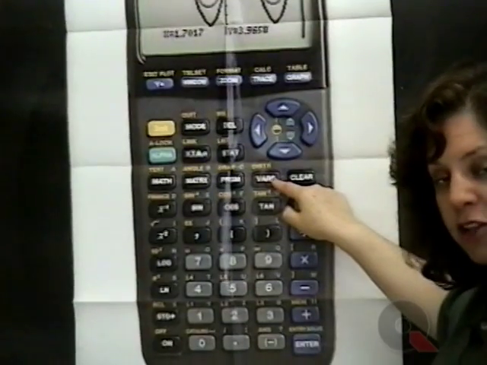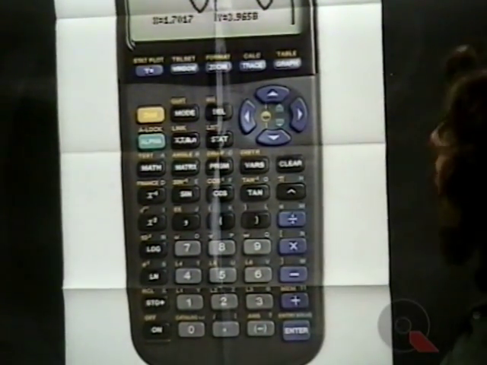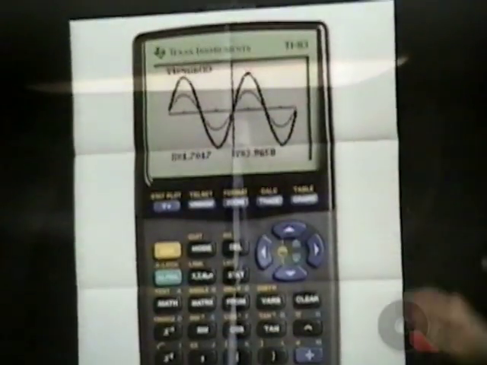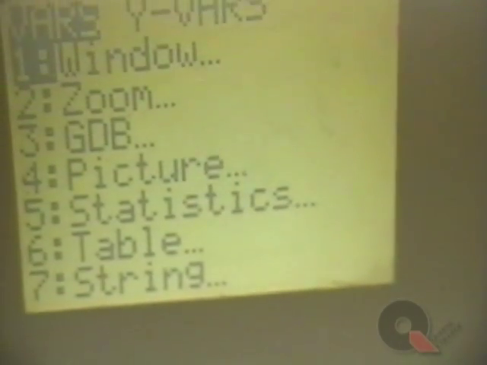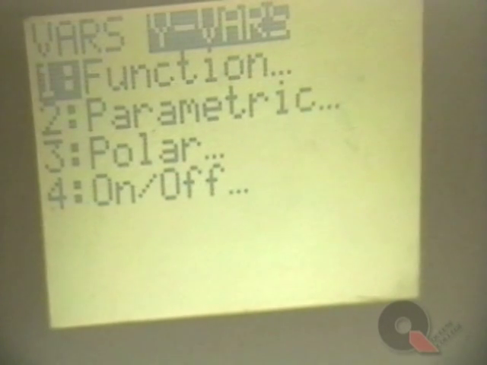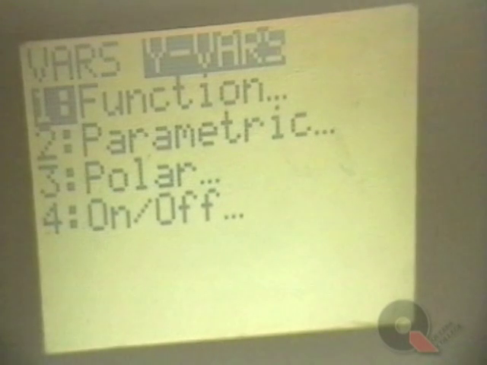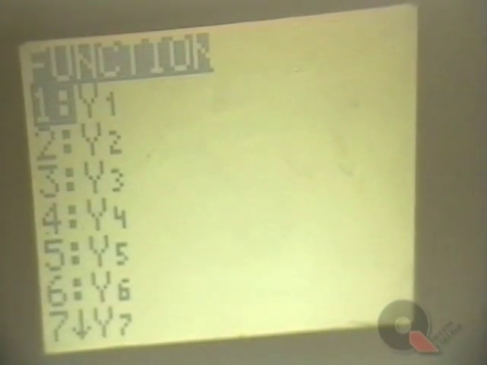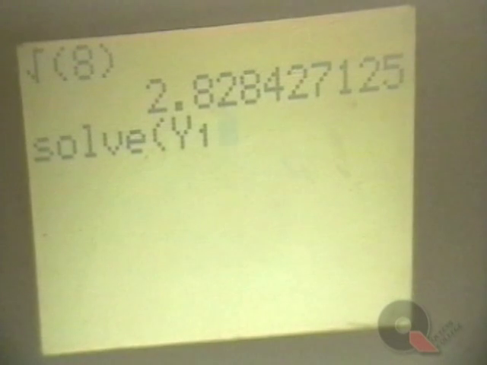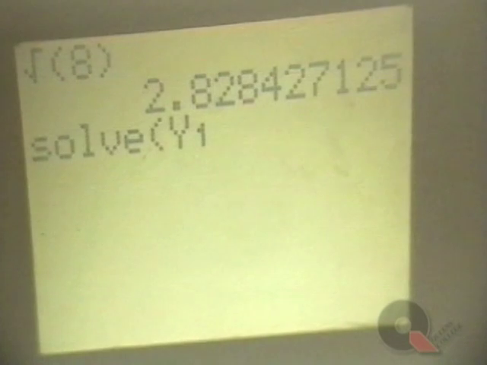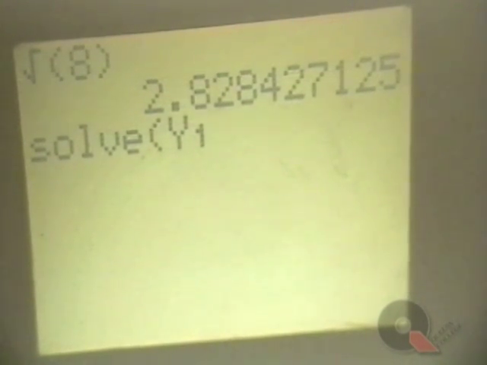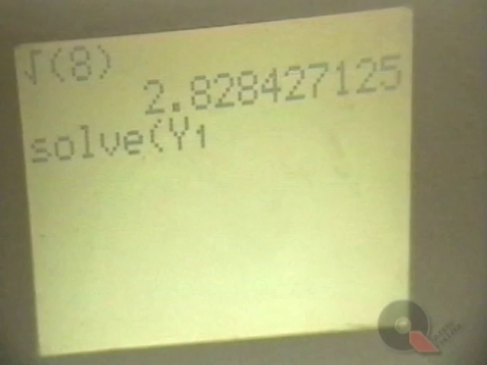In other words, this function has been entered into my calculator as y1. So I hit variables. You see it's on variables. Those are the x variables. I want y variables. I hit the arrow to move the cursor to the right to get y variables. And then I hit enter to get the function. And now if I wanted y2 or y3, I would scroll down. But since the one I want is y1, I'm going to hit enter. And that puts y1 right in there for me. So I hit variables, scrolled over to y variables, and hit enter to get function, and then enter to get y1, the first function that I wanted.